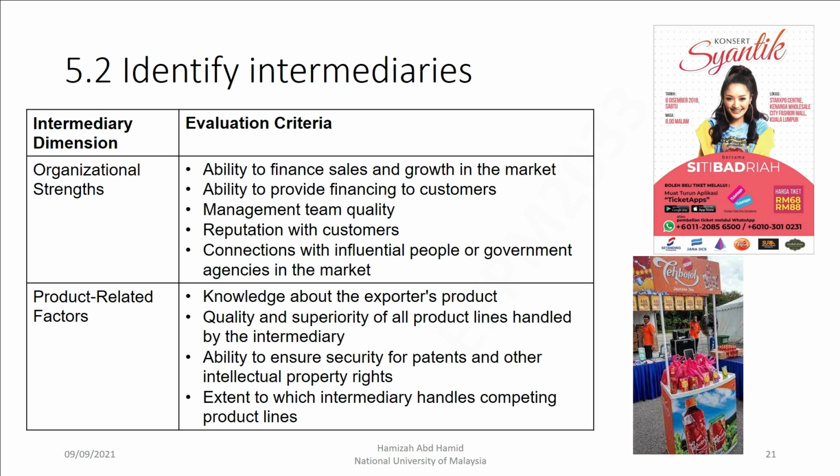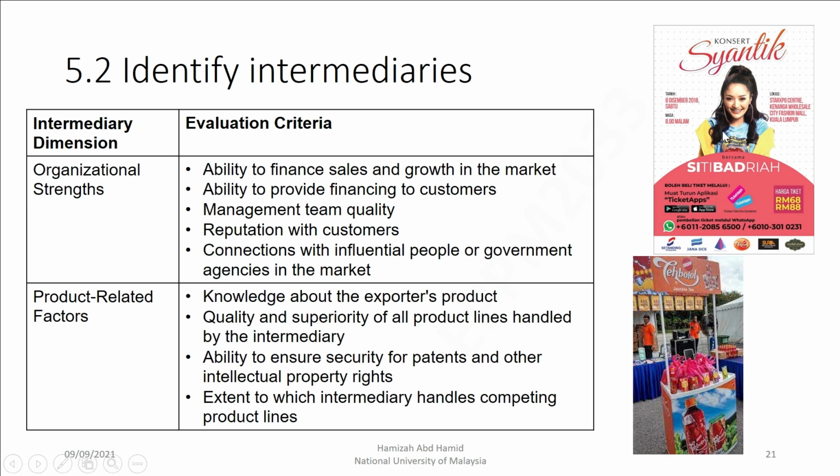Another dimension or another criteria is the extent to which intermediary handles competing product line. Kalau kadang-kadang ada intermediary yang handle banyak jenis produk, sometimes these products are competing with each other. So it will depend on the ability of the intermediary to handle that as well.